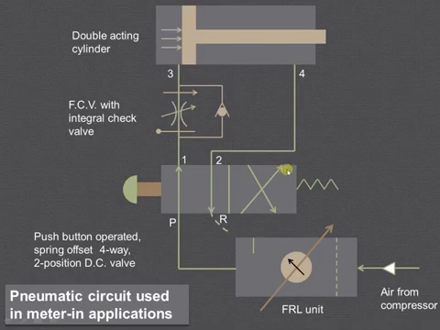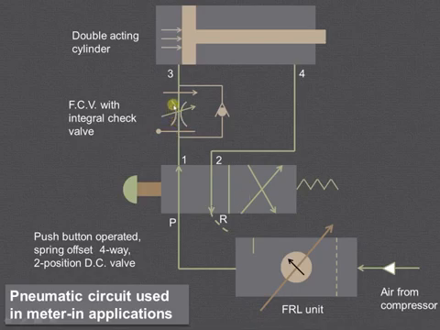Then we have this direction control valve, and it is push button operated and spring offset, or spring controlled. Then there are four ways, P, R, 1 and 2. These are the four ways, and there are two positions. So this is our left envelope mode and this is our right envelope mode. So it is a four-way two position direction control valve.